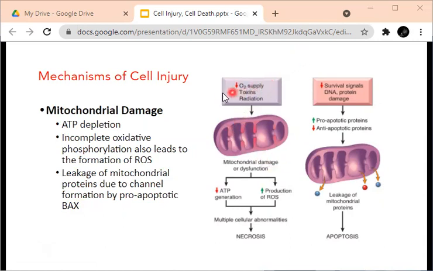So in this picture, decreased oxygen supply is the most common cause, and also toxins. Mitochondrial damage or dysfunction, either by decreased ATP or increased production of ROS, will cause multiple cellular abnormalities which result in necrosis. Although mitochondrial damage is also present in apoptosis: increased apoptotic proteins, the anti-apoptotic BCL2 and the pro-apoptotic BAX and BAK, will cause leakage of mitochondrial proteins and the cell will undergo apoptosis.